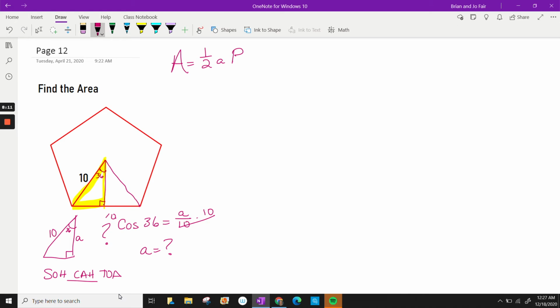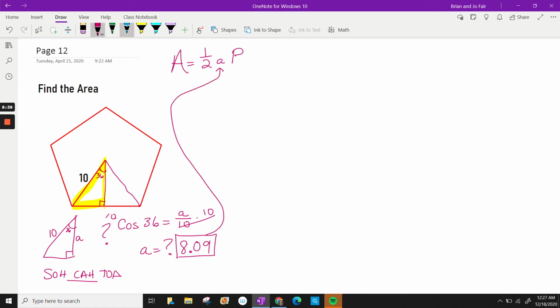All right, so I'm just going to type in my calculator cosine of 36, and multiply it by the 10. Maybe put the 10 first. I got an 8.09. Now remember that you want to keep a few more decimal places than what they're asking for, and don't round entirely until the very end. Okay, so now I know the apothem. So if I go up here, I'm going to be able to plug that in for the A value.